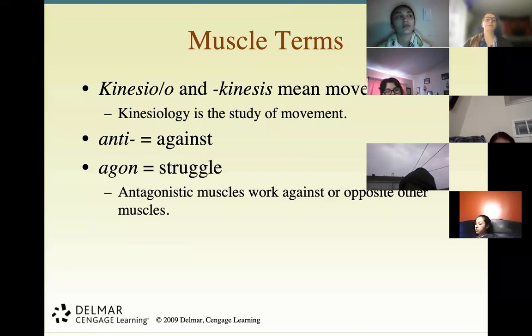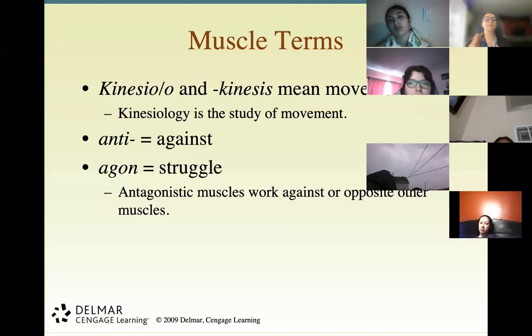So different muscle terms, kinesio and kinesis means movement. So kinesiology, that's the study of movement. Actually, my partner graduated as a kinesiology major. And kinesiology being the study of movement, that's a lot of people that go into like chiropractic, physical therapy, occupational therapy, sports therapy, sports medicine. So thinking of all of those movements, that is kinesis or kinesthetic.